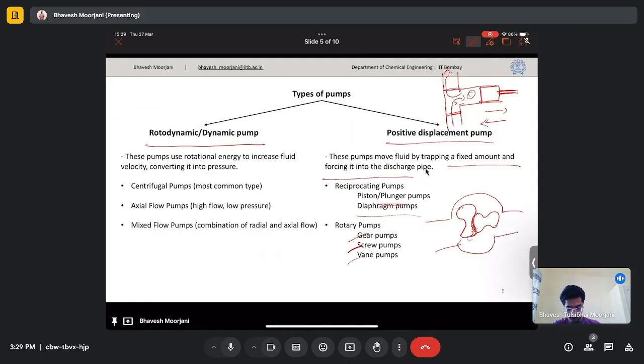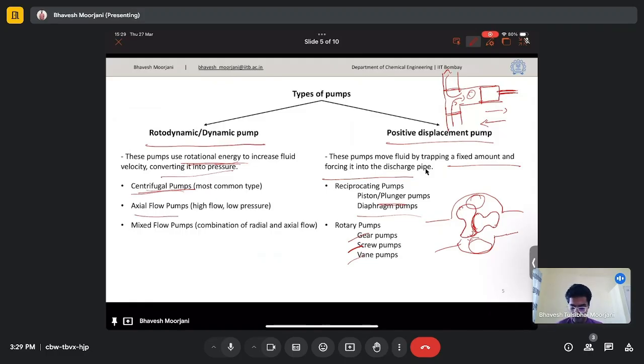So this sort of pump, where a fixed volume is displaced by the rotation of gears or screws, is a positive displacement pump. This is also a kind of positive displacement pump, where a fixed volume of fluid is displaced from one place to another. Then the dynamic pumps use the principle where rotational or kinetic energy is converted into pressure energy. First is the centrifugal pump, which is the most common type of rotodynamic pump.